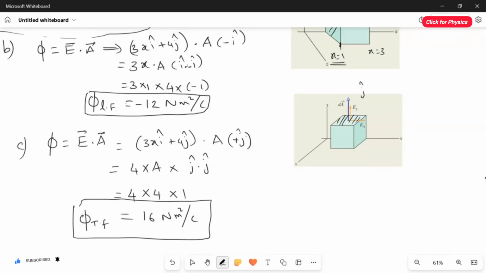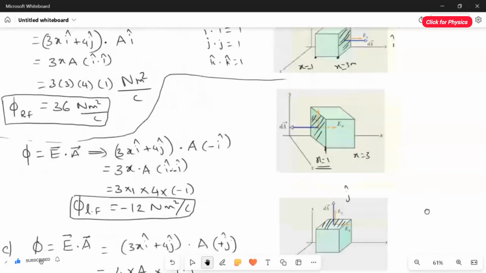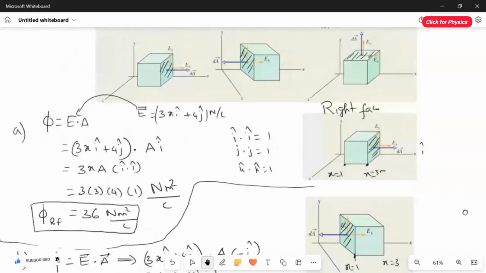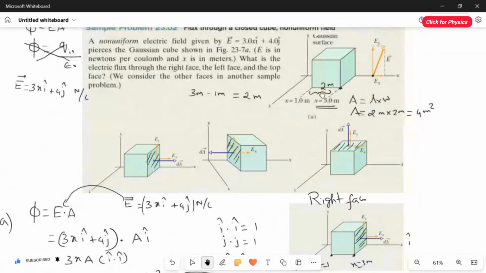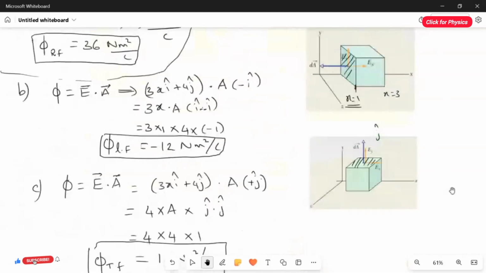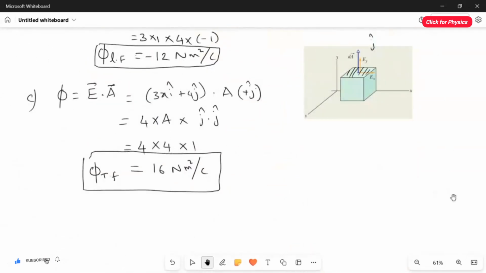Clear? So we have to be very careful. We have to multiply only J with J, not I with I. So 4 we already have, and then 4 is the value for area. Once again, I will show you the value for the area. We already calculated the area here. You can see first we have to find the edge length value. Length multiplied by width is the area. So 2 multiplied by 2 is 4. That's the reason we substitute the value 4 for area.